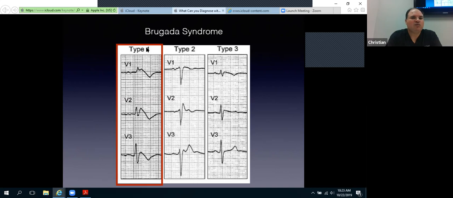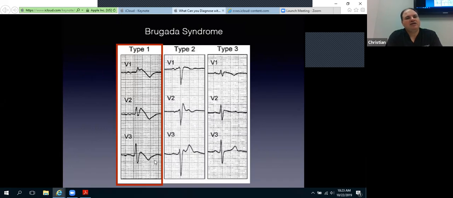Type 1 is highlighted here because there are three different types that we can see on an EKG appearance for Brugada syndrome. Type 1 is the only one that's diagnostic. The other two are not diagnostic. So if you miss those, that's kind of standard. For type 1s, we're not supposed to miss those. Those are the ones that we're supposed to be diagnostic of and know.